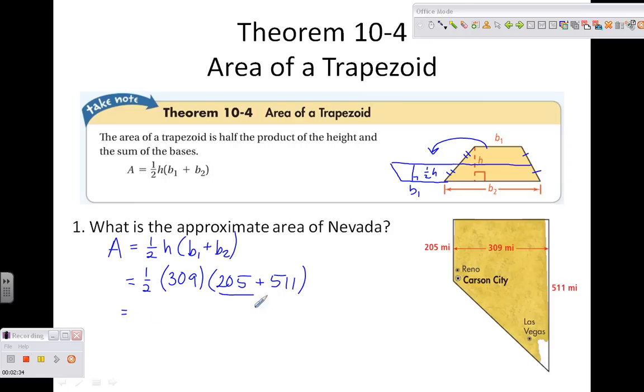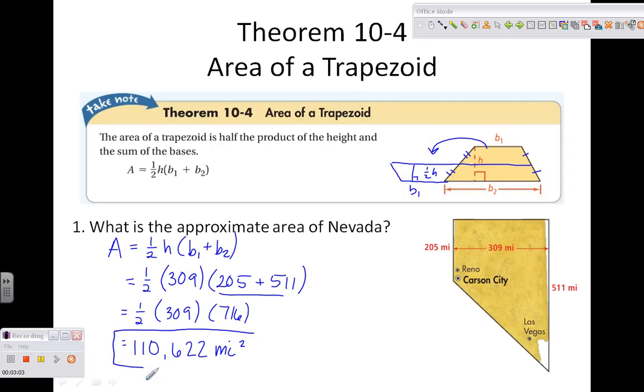I want to simplify this part first. So I have 1/2 times 309 times 716. Then I can put all of this in the calculator, and when I do that I get 110,622. Now we're still dealing with square units because we're in area. My unit is miles, so my answer is in square miles. So Nevada, pretty big state, 110,622 square miles, give or take a few here and there.